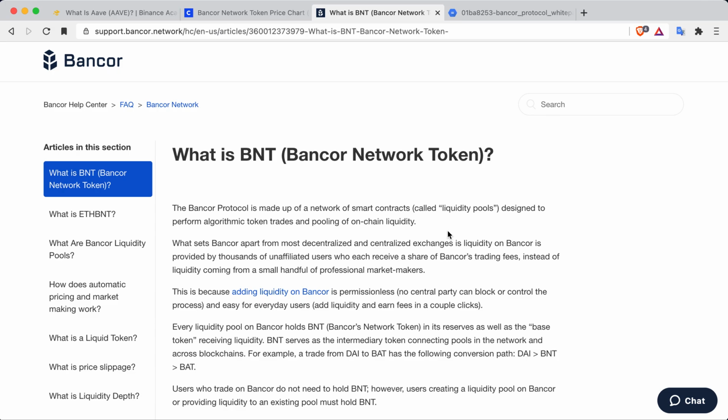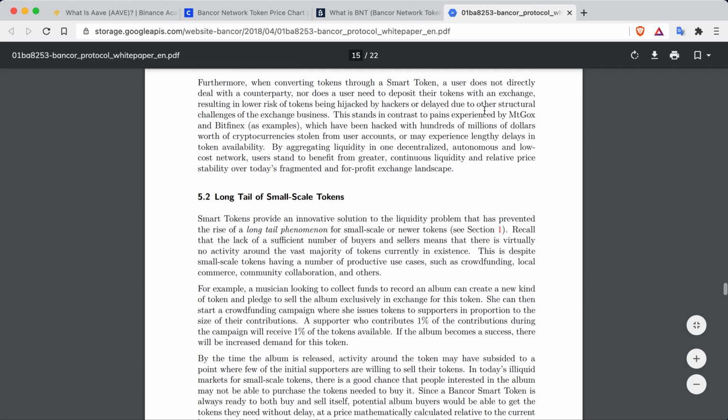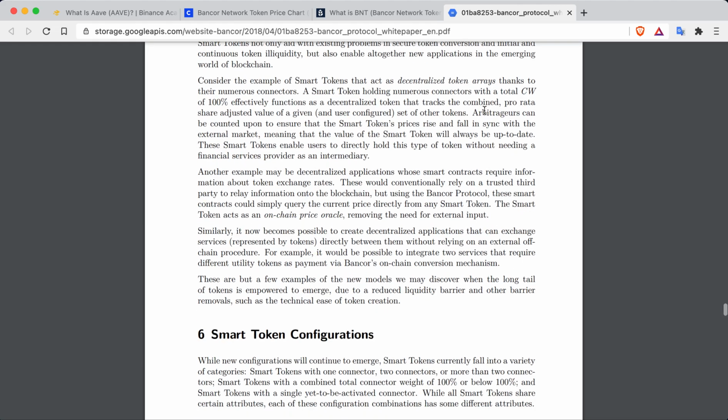It's not the first company to provide liquidity, of course not. It's not the first company to claim that it sets apart in decentralized and centralized exchanges. It sets itself aside to be specific to its goals. It's not the first company. This is why you always have to do your own research and ultimately decide for yourself.